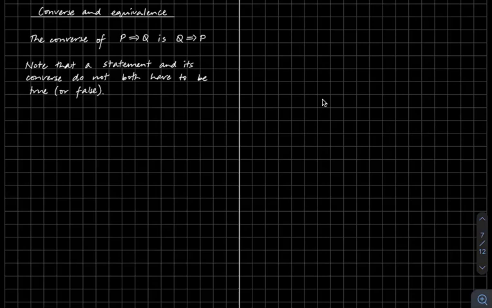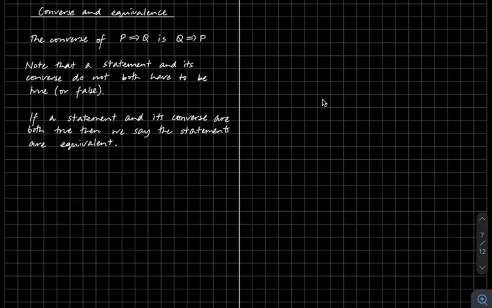But if we do have the situation where a statement and its converse are both true, then we can say that the statements are logically equivalent. So if P implies Q and Q implies P, then we can say the statement P and the statement Q are logically equivalent. So we'll think about some examples of that.